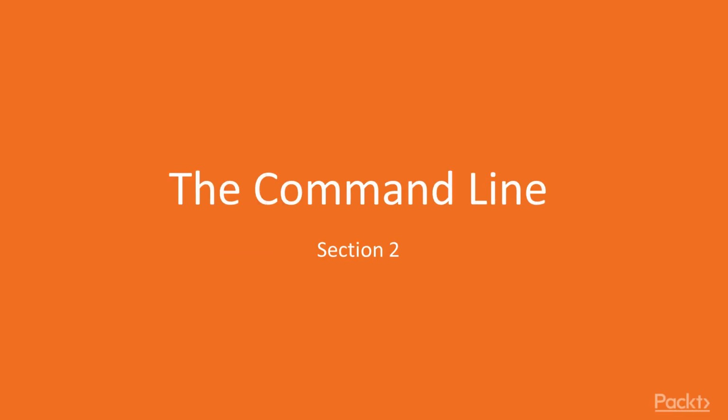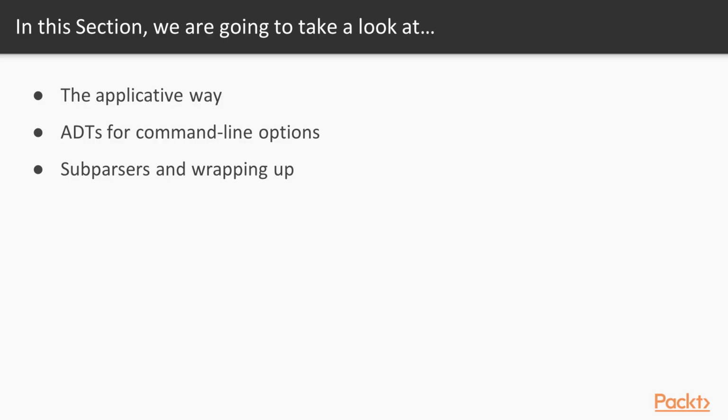Welcome to the section entitled The Command Line of Building an Application with Haskell. In this section we will learn about parsing command line arguments using the optparse-applicative package, defining algebraic data types to specify the data model of our command line options, and we'll finish off our parser, and this will include subcommands and full command line help.